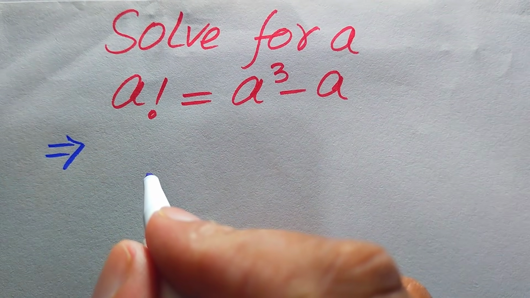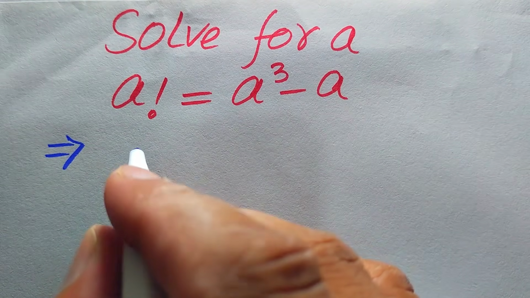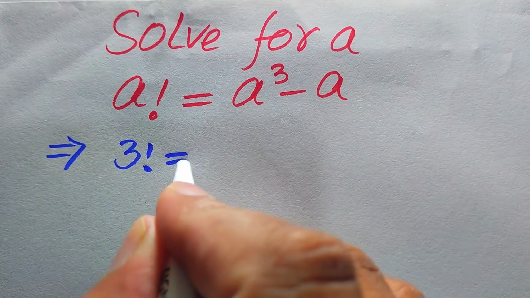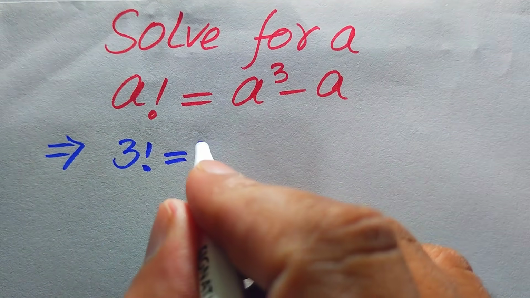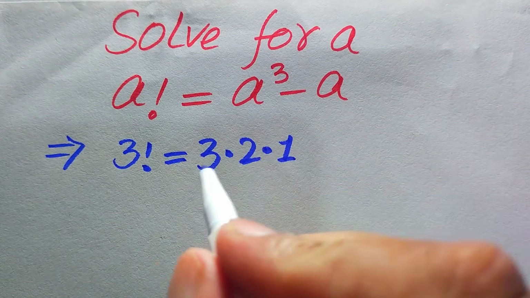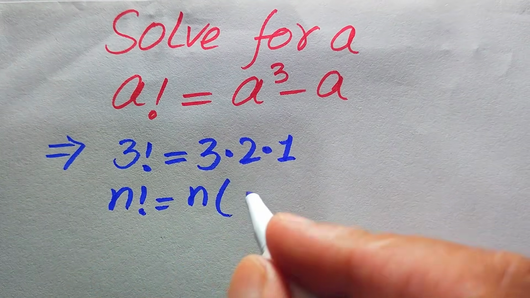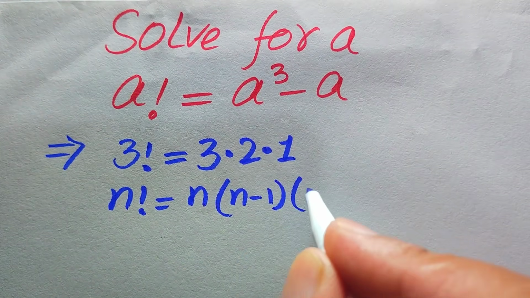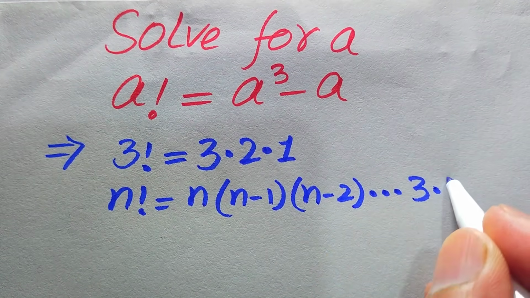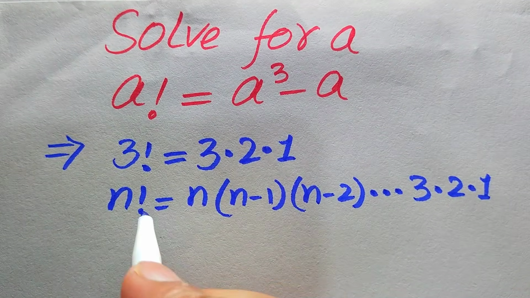The very first thing we are going to do is use the factorial sign, which you already know about. If we have 3 factorial, we expand it as 3 times 2 times 1. Similarly, if we have n factorial, we write it as n times n minus 1 times n minus 2, and so on, up to 3 multiplied by 2 multiplied by 1. So this is the definition of factorial.